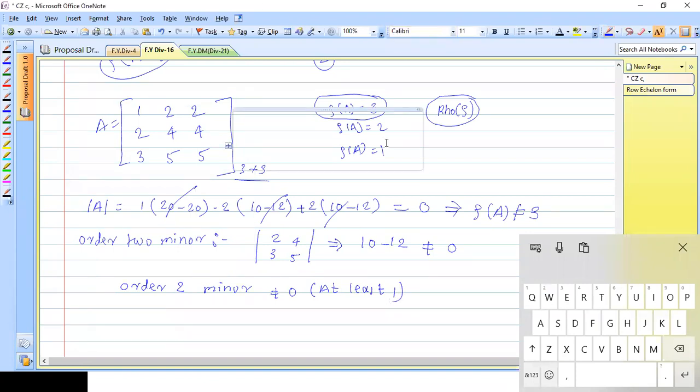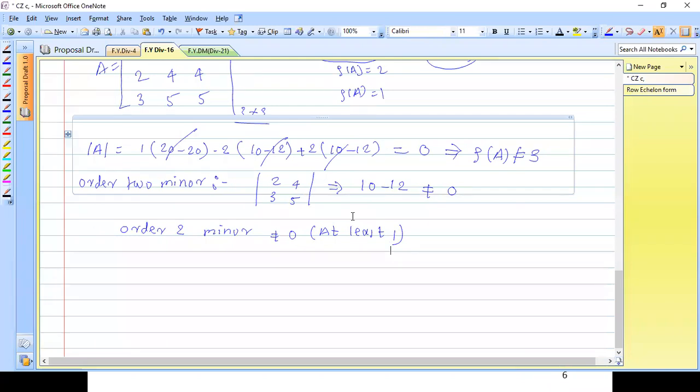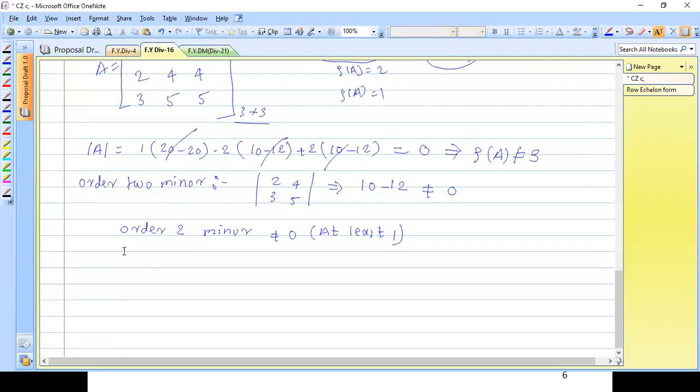Can we go for the second condition? What is the second condition? All minors of order r plus 1 should be zero. And r plus 1 is what? 3, since I am considering r here as 2. So order 3 minors are 0. Do we have all 3 minors of order 3 equal to 0?